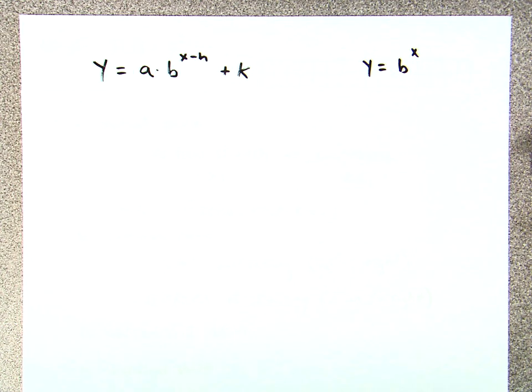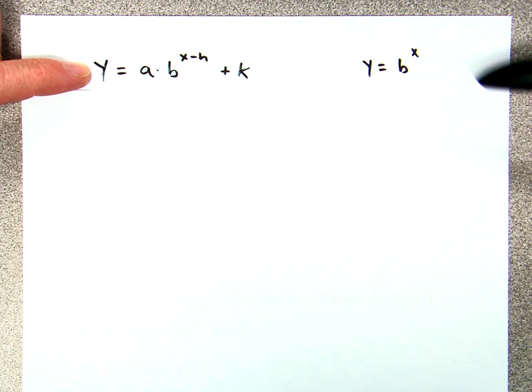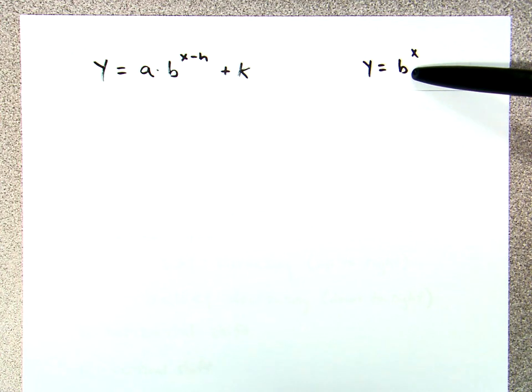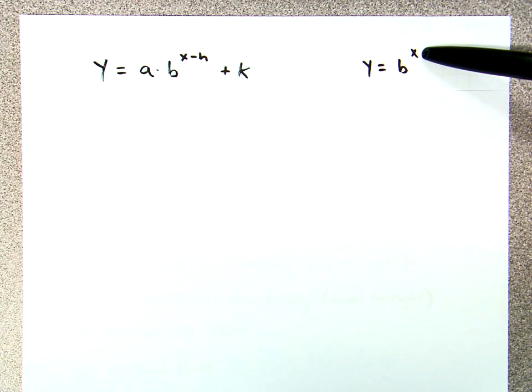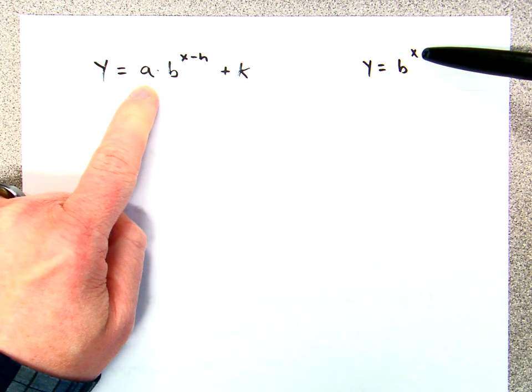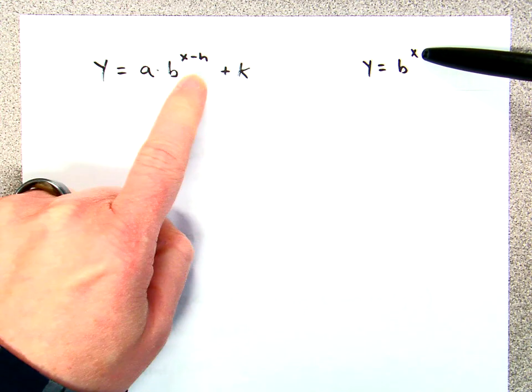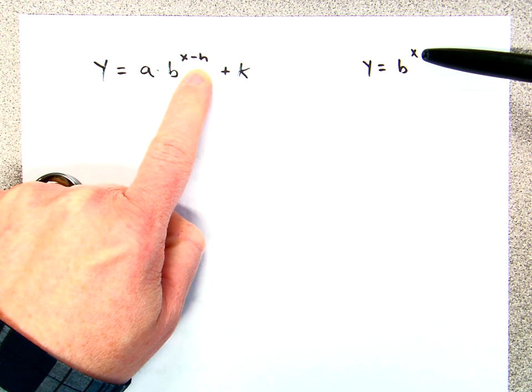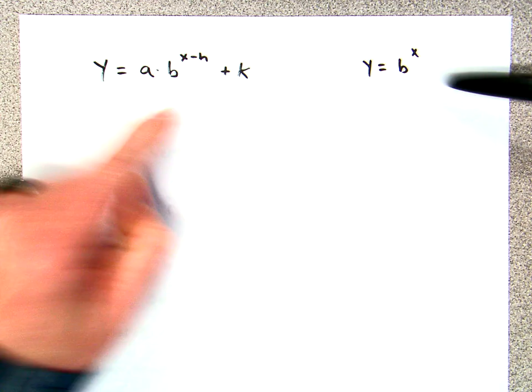All right, in this video, we're going to look at exponential functions, and we're going to do transformations on exponential functions. So we know that a basic exponential function has a base that's a constant, an exponent that's a variable, right? We can multiply this guy. We can add or subtract things to the x.